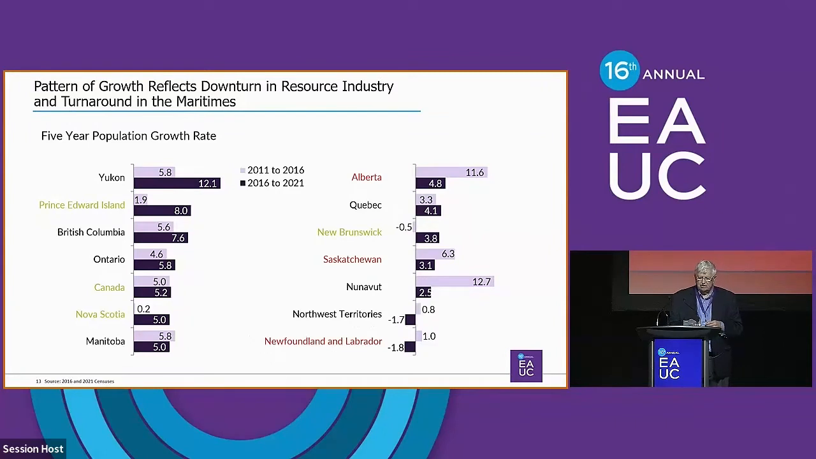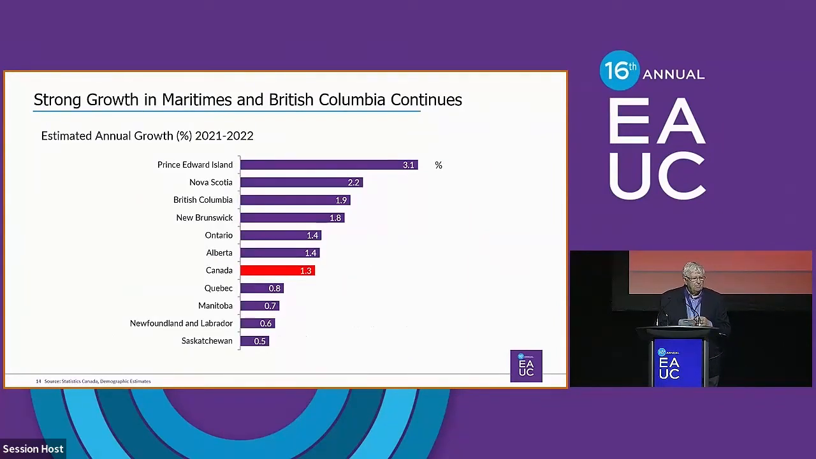BC and Ontario are still growing at a pretty good clip. I've updated the data from the census. We're a year past the census, and basically the picture is much the same. You can see the maritime provinces look like they're leading the way in terms of growth, as is BC and Ontario, and Alberta is starting to come back, and is a little bit above average in terms of these estimates.